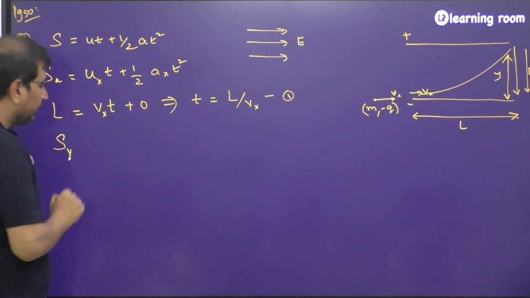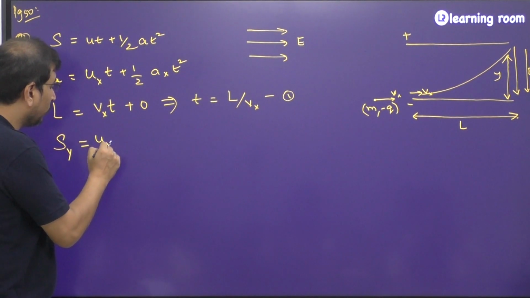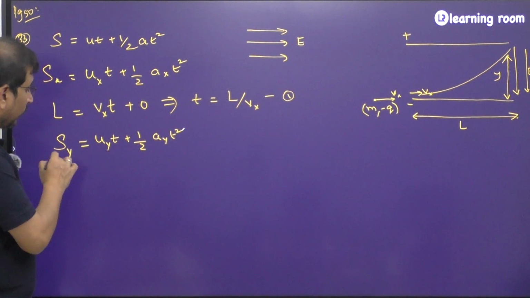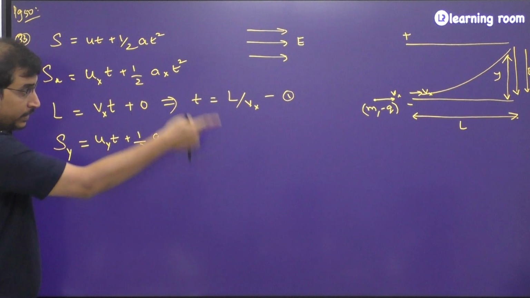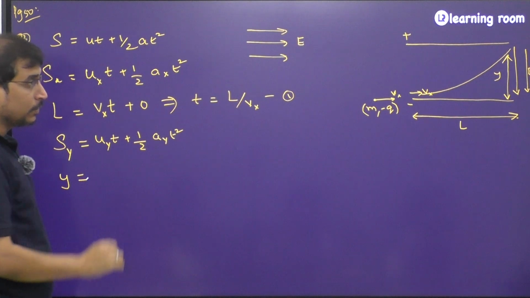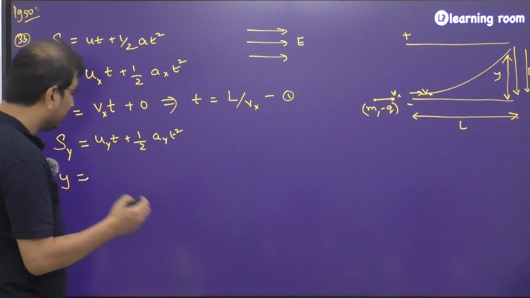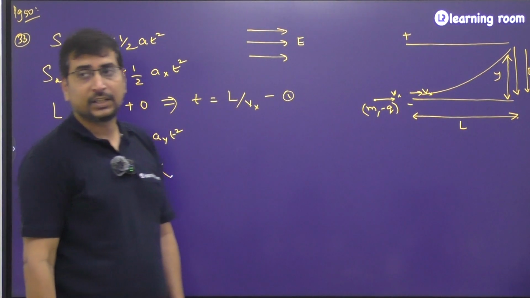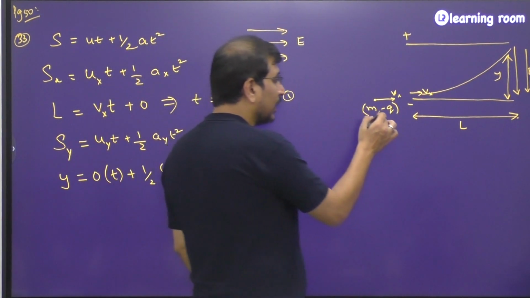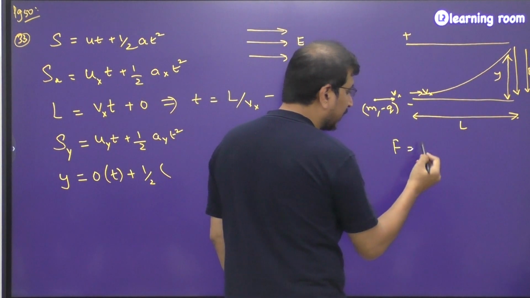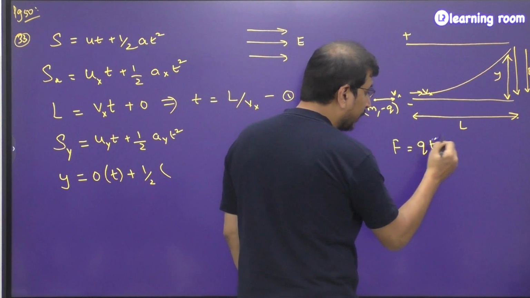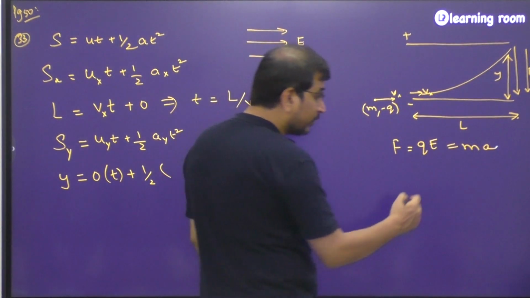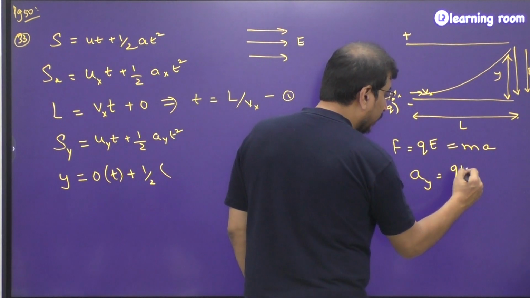Similarly, if I apply the displacement along y direction, Sy is equal to uy into t plus half into ay into t square. So what is the displacement along y direction? It is y is equal to, what is the initial velocity along y direction? 0, because it's given only along x. 0 into t plus half into, what is the acceleration along y direction? See, charge is there, electric field is there. What is the force experienced by the particle? Q into E in terms of magnitude, right? But we also know that force is equal to mass into acceleration. So what is going to be the acceleration along y direction? It is going to be Q into E divided by m.